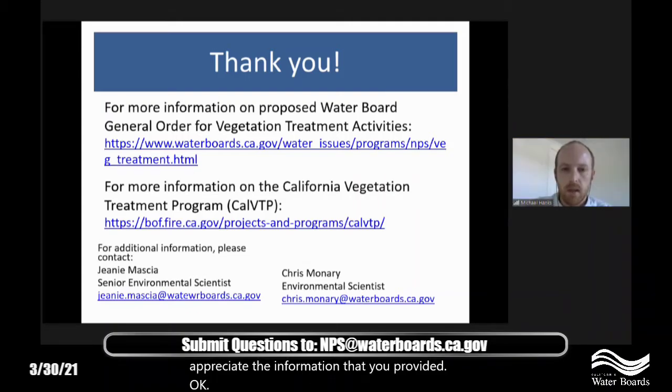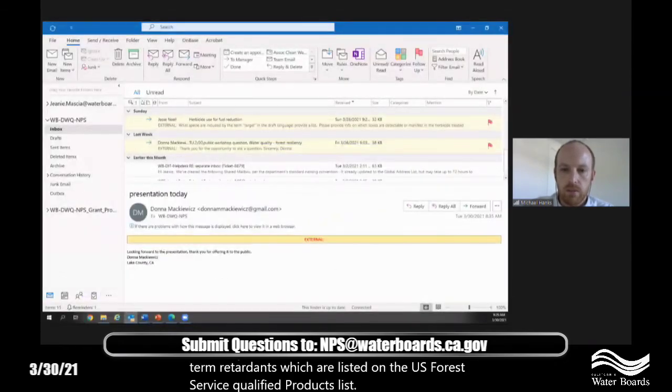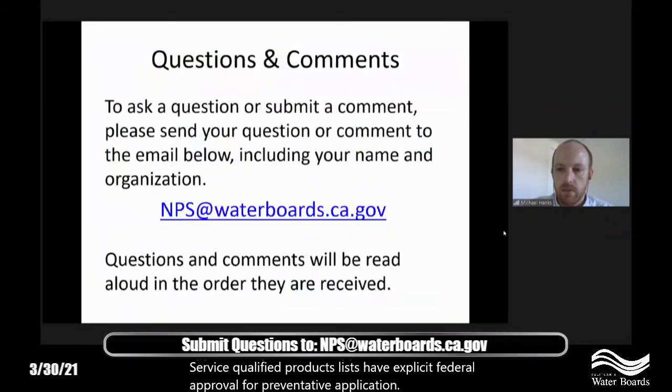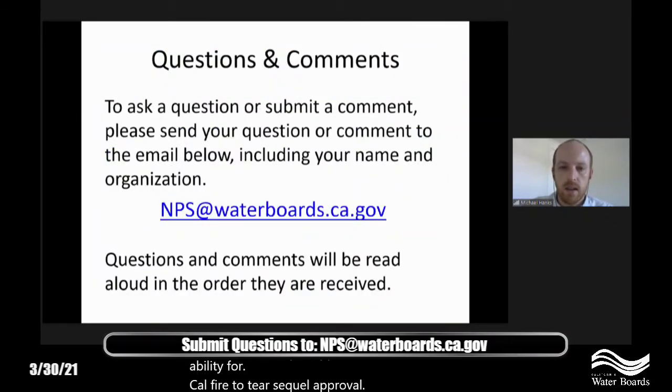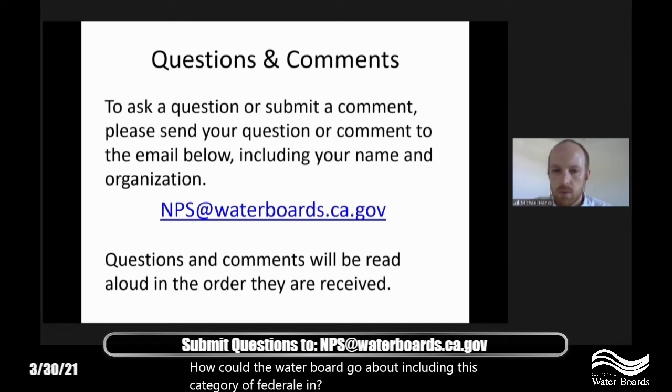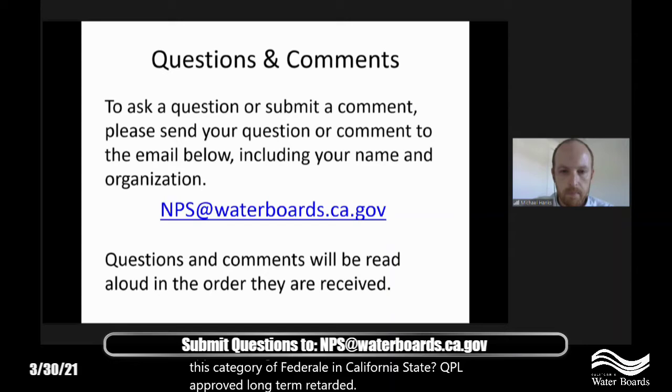Okay, next question. This question is from Wes Bolson from Perimeter Solutions. He says, given multiple comments were received that long-term retardants, which are listed on the U.S. Forest Service qualified products lists, have explicit federal approval for preventative application, as well as the ability for CAL FIRE to tier CEQA approval under their existing CEQA analysis, how could the Water Board go about including this category of federally and California state QPL approved long-term retardant products into the final order? If the State Water Resources Control Board waits to address federally approved long-term retardants through a separate order, it could delay the use of this critical fire prevention tool another 2 or more years, which could have devastating repercussions in California. Thank you.